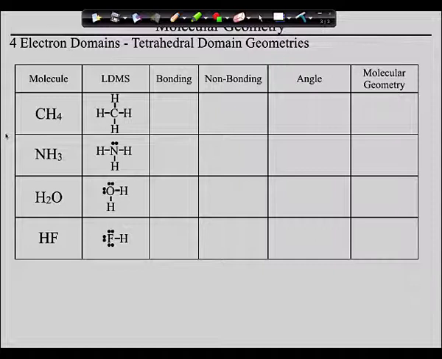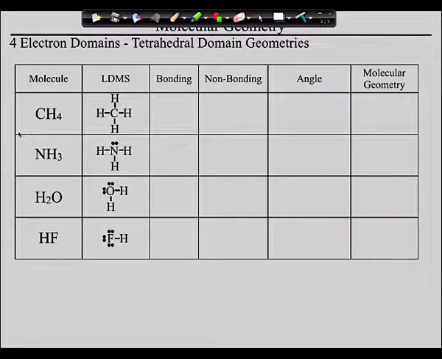So guys, as you're finishing writing those down, if you allow your eye to scan to the right, you'll notice that the additional things that we're going to talk about are the number of bonding domains, the number of non-bonding domains, and then the angle and the name of each one of these molecules. So once you've drawn down the Lewis dot structures, you're ready to go, and we're just going to work our way to the right, talking about what these molecules actually look like. You guys got them all written down? Okay, so guys, do this with me.